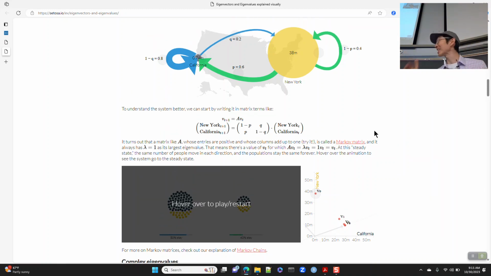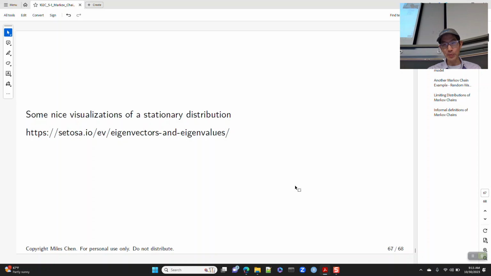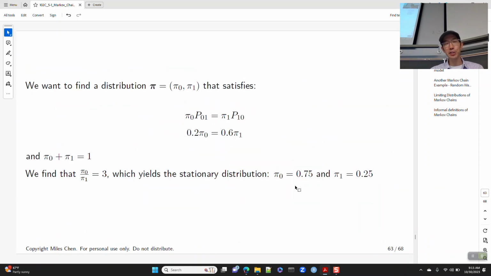I'll show you this. I think it's kind of neat. So we'll see this again on Wednesday, but we'll go over this idea of the stationary distribution in more detail and deriving it.